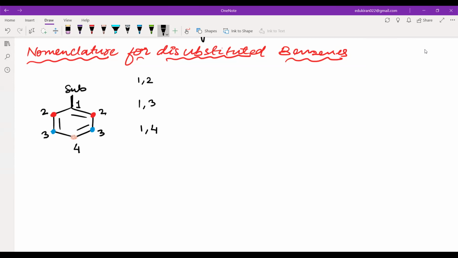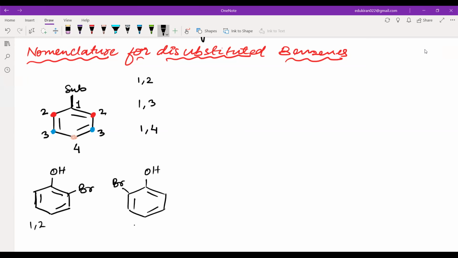Is everyone fine with this particular idea? That in a benzene, if you have disubstituted, then you can have only 3 cases. Either it will be 1,2, 1,3, or 1,4. Let me give you an example. If I have an OH here, and I want to attach a Br, there can be a Br in this particular place. So this will be 1,2. But even if I have OH here and Br here, this will also be 1,2, right?